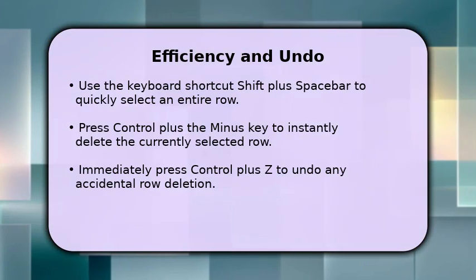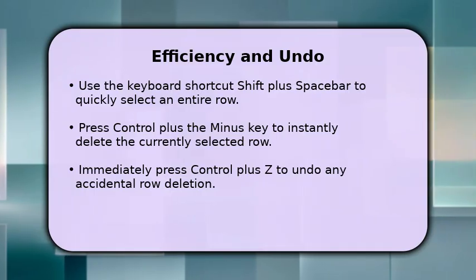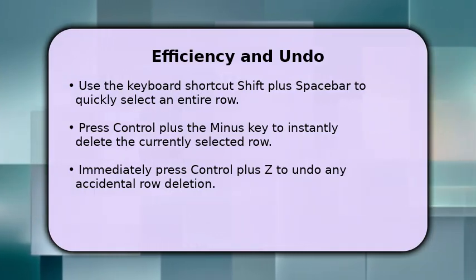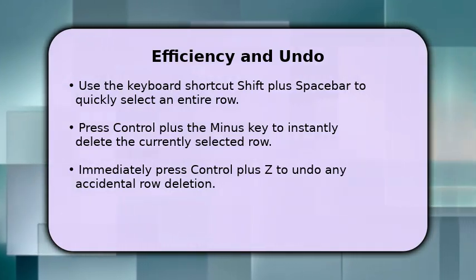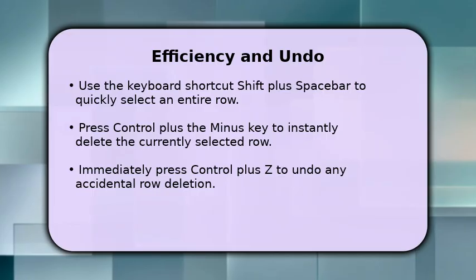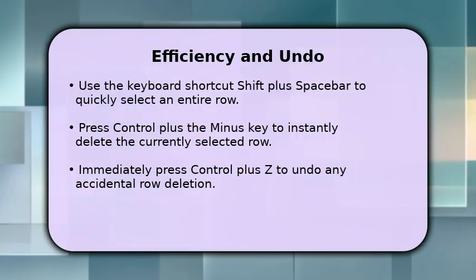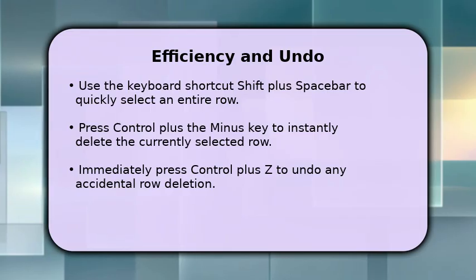For faster deletion, try using keyboard shortcuts. To select an entire row, simply place your cursor anywhere in that row and press Shift plus Spacebar. Once the row is selected, press Ctrl plus the minus key to delete it instantly.